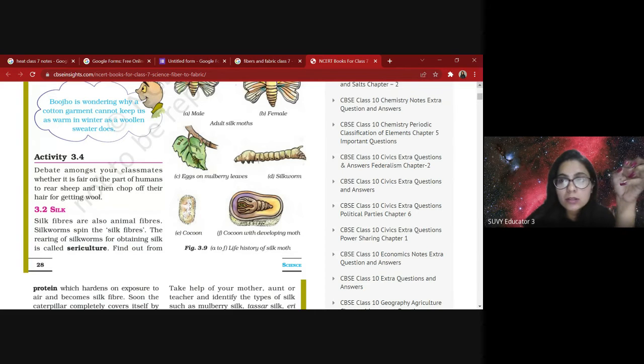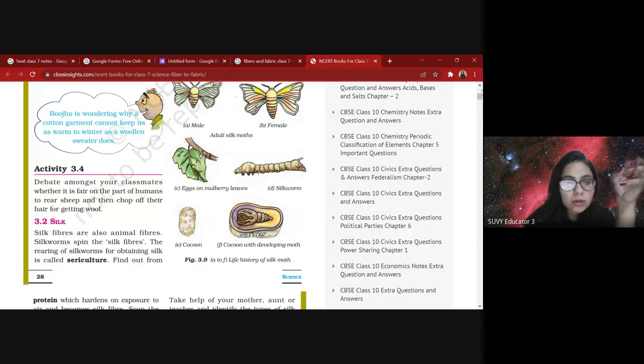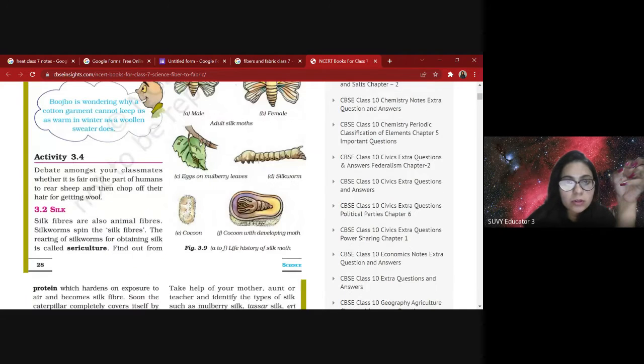You can see the life history of the silk moth. This is a male silk moth, and this is a female. This is an egg on mulberry leaves. This is a silkworm, and we obtain silk from the cocoon with the developing moth. And in this stage, we will rear the silk.